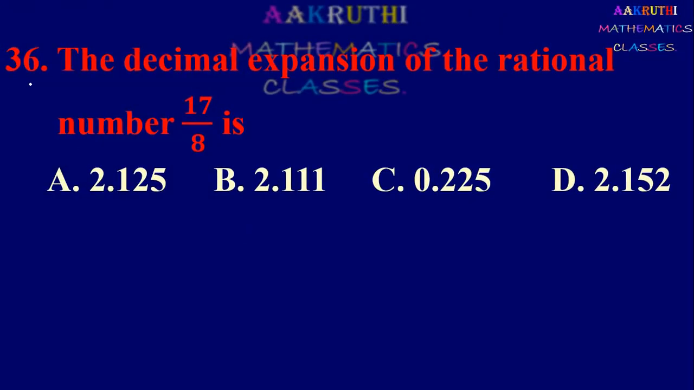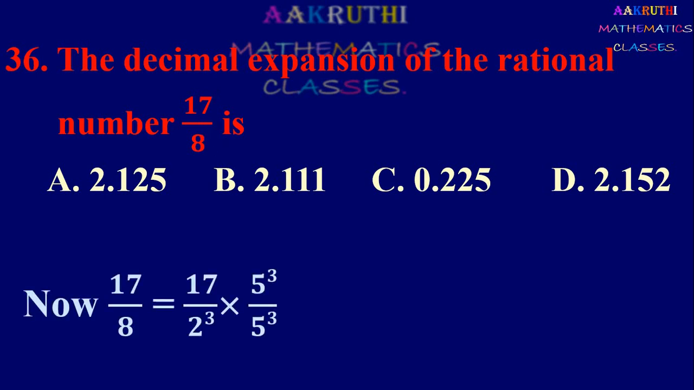So next question, question number 36. The decimal expansion of the rational number 17 by 8 is. So here direct multiplication by some number is not possible. So first we write 17 by 8 as 17 by 2 cube.